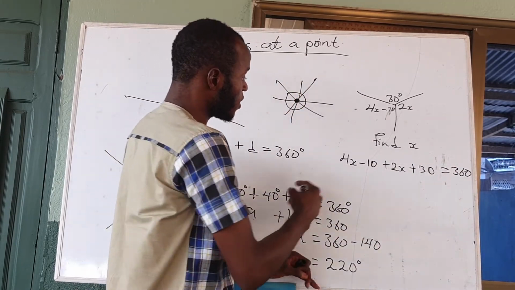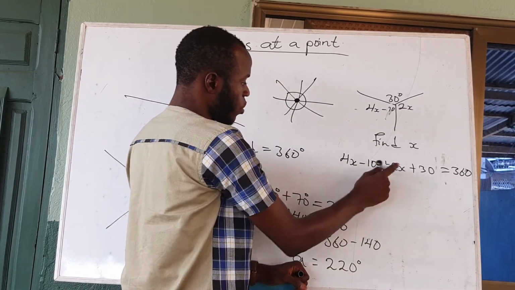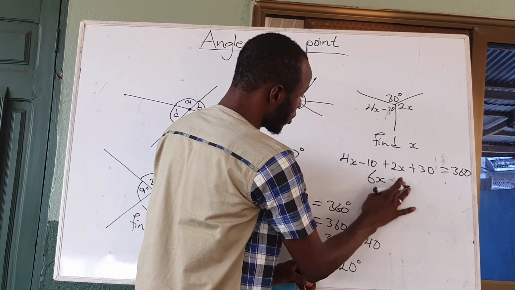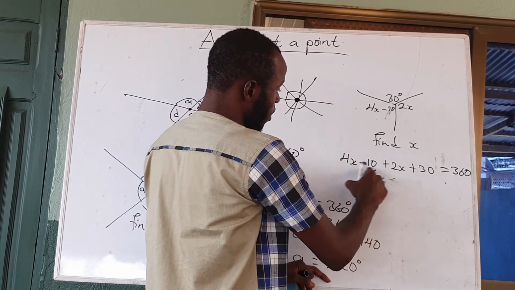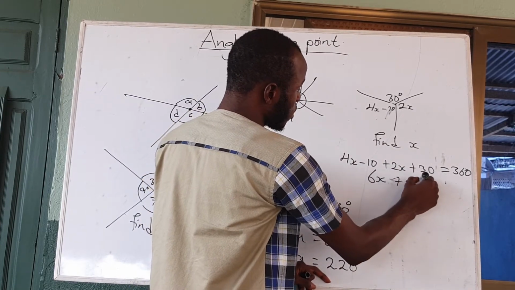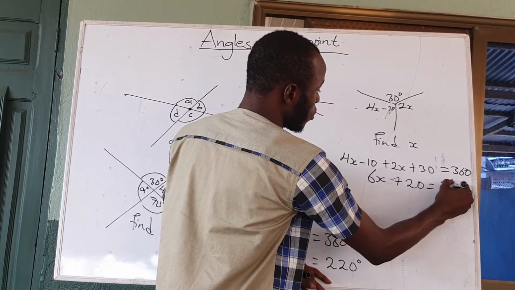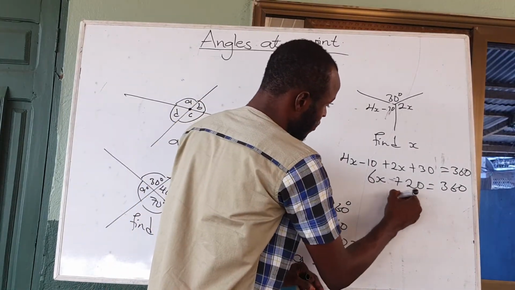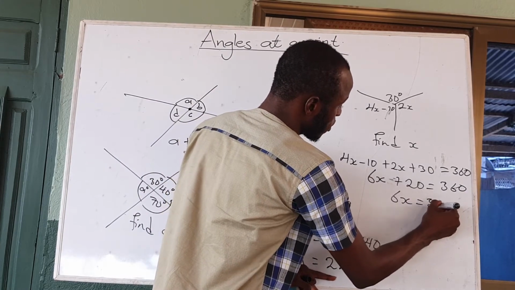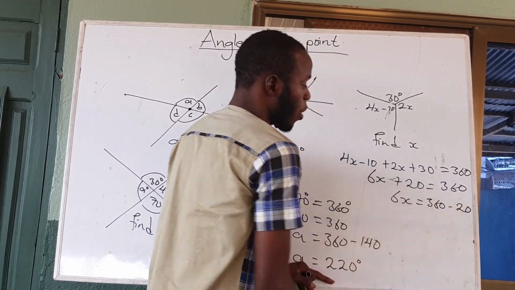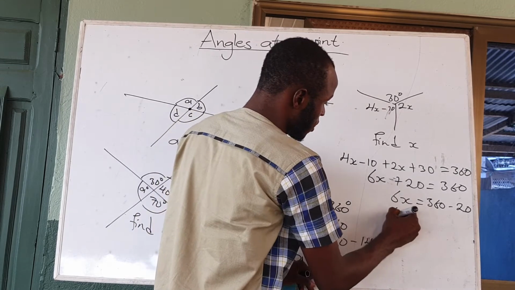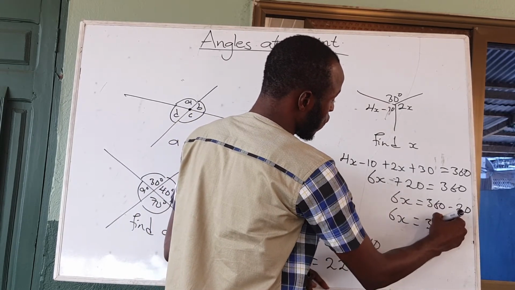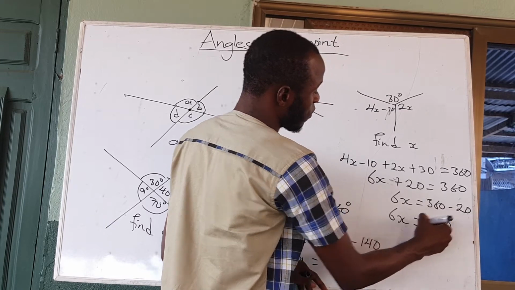Okay, so now let's add them. We have 4x here, we have 2x here, so we'll be obtaining 6x equal to, now we have minus 10 here plus 30 here, so we have plus what? 20 equal to 360. All right, so now we group like terms. We have 6x equal to 360 minus 20. So now 6x will be equal to 340, right? Yeah, 340.